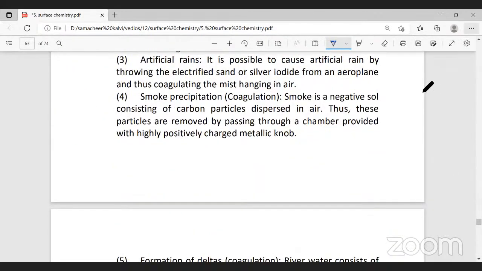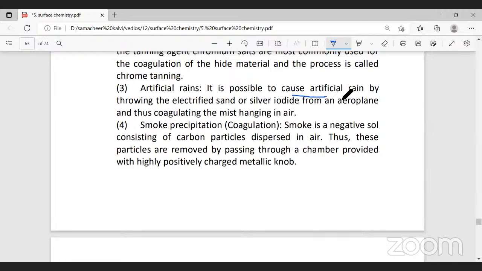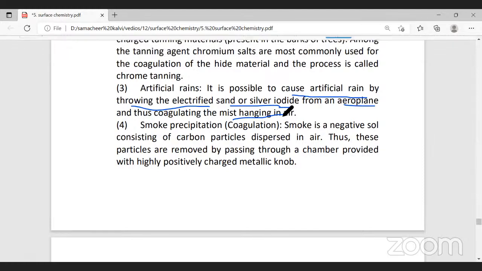And artificial rain. It is possible to cause artificial rain by throwing electrified sand or silver iodide from an aeroplane and thus coagulating the mist hanging in air. So if you spray or throw silver iodide or electrified sand from the aeroplane, they coagulate the mist particles hanging in the air and cause rain.